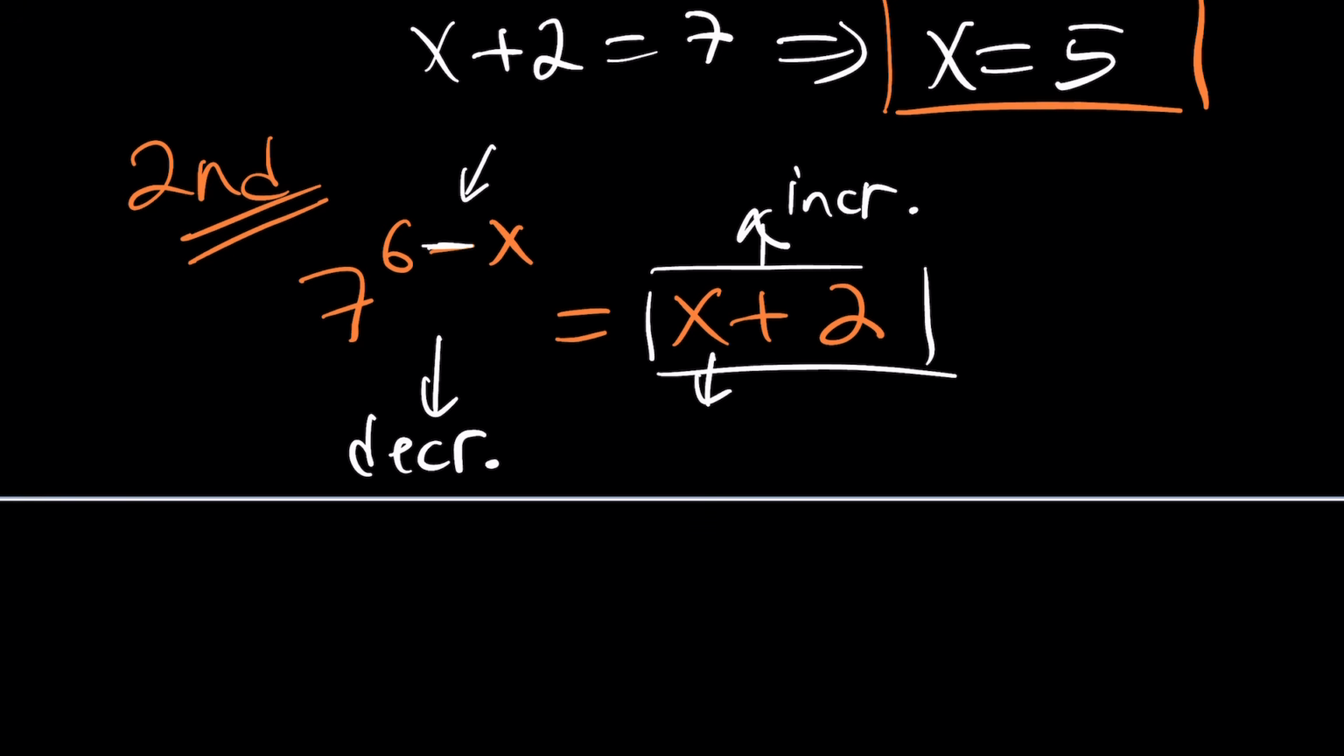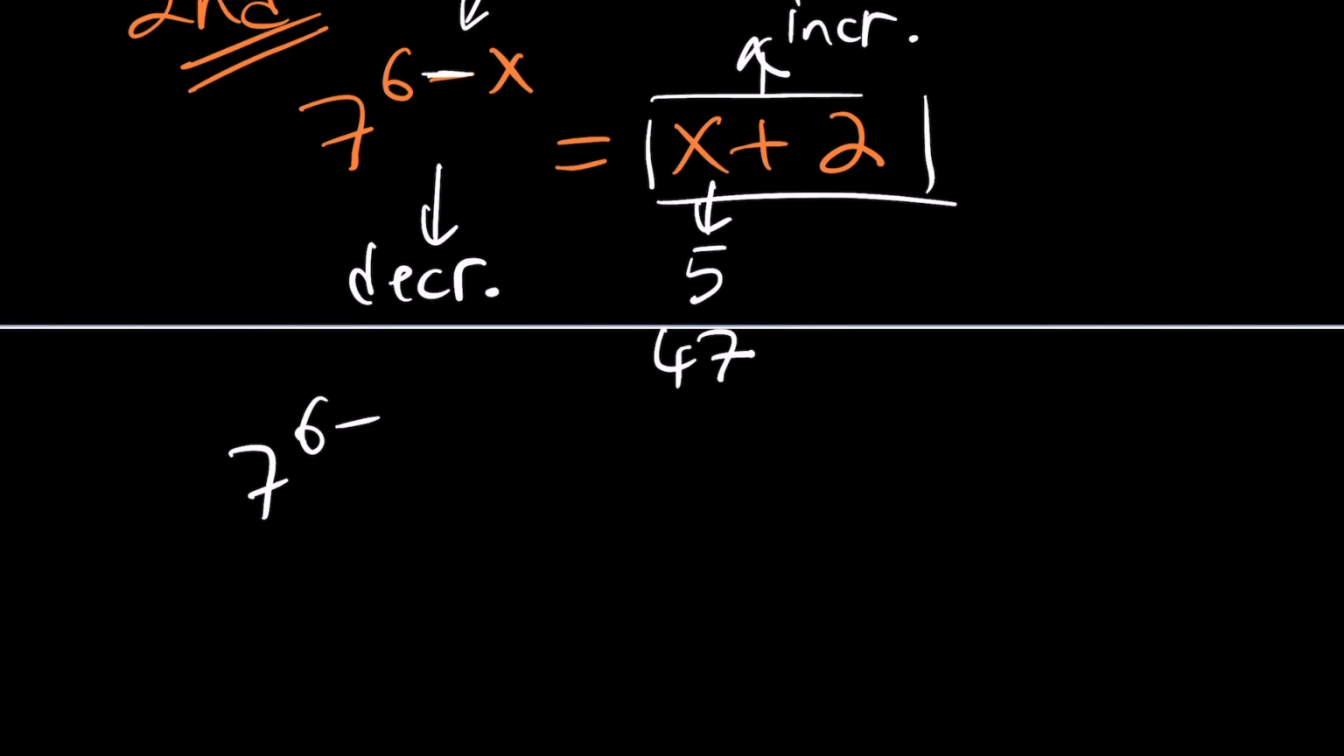For example, if X is equal to 5, then the right-hand side is a power of 7. If X is equal to 47, the right-hand side is 49, which is another power of 7, which we could also get 1 over 7, but in which case X would be negative, and that would be kind of problematic, and that wouldn't be an integer, right? But if you think about it, if X is equal to 5, you're going to get 7 to the power 6 minus 5, which is 7. And 5 plus 2 is also 7, which means, indeed, X equals 5 is a solution, and that happens to be the only solution.